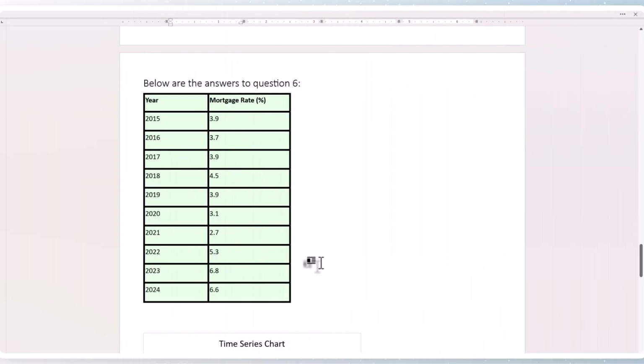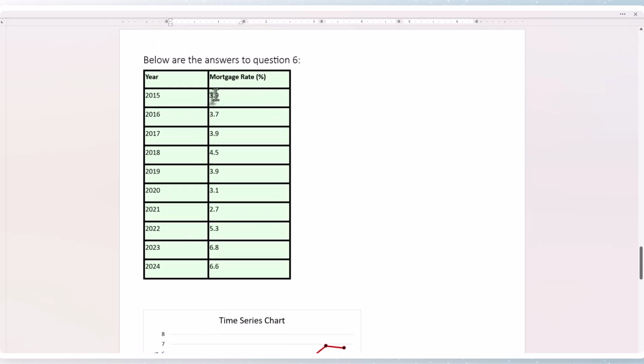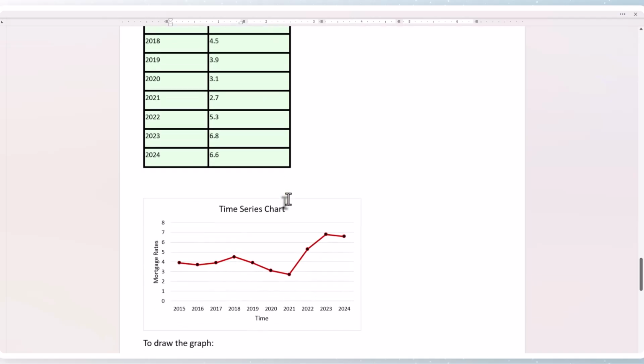And the last question is asking us to graph a time series chart. To graph the time series chart, we put the years on the x-axis, or any type of unit of time on the x-axis. In this case, it's years. And we put the rates. So I go by units of 1%. So we have our rates. These are in terms of percentages. So even though it says 3.9, it's actually 3.9%. And then we plot the points.